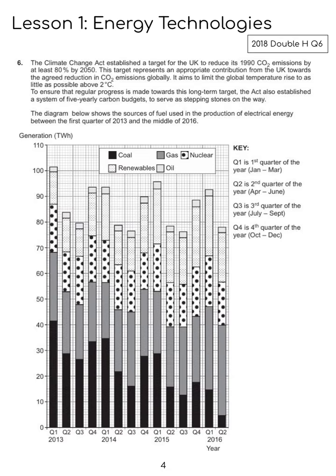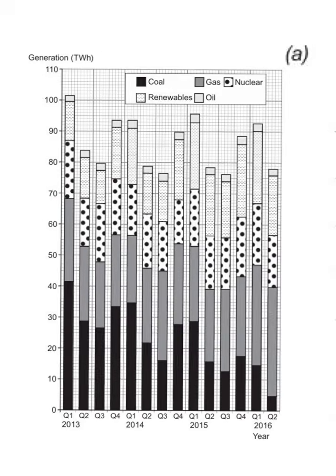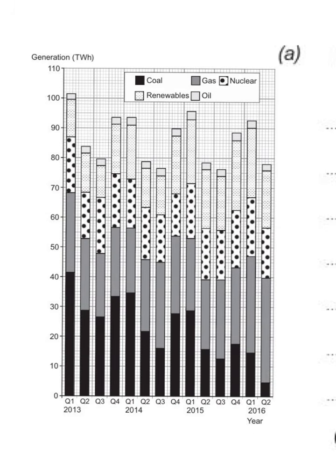So question 1A, use the information in that diagram to describe trends in the use of individual fossil fuels and the total use of fossil fuels. So we need to comment on both of them for 3 marks. If I zoom in on the diagram, first we'll start with the overall trend. If you just look at the top of the bars, we can see that overall the trend is downwards. So you get 1 mark for saying there is a general downward trend in the use of fossil fuels over the period of time.